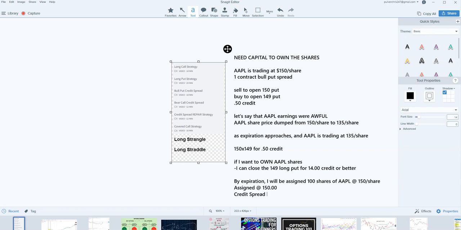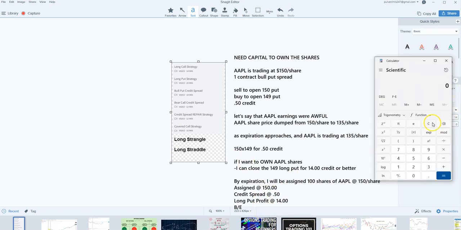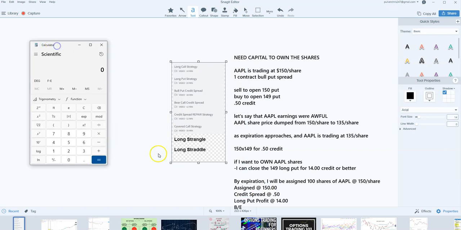Credit spread at 50 cents. Long put profit at $14. What's my actual break even? When it's all said and done, I can actually take ownership of Apple, and instead of taking the shares at $150, because I have this spread opportunity, I get assigned at $150. I collected 50 cents on the credit spread, which brings my break-even price to $149.50. On top of that, I closed out the long put for $14 profit, which brings my cost basis down. So $150 minus 50 cents minus $14.